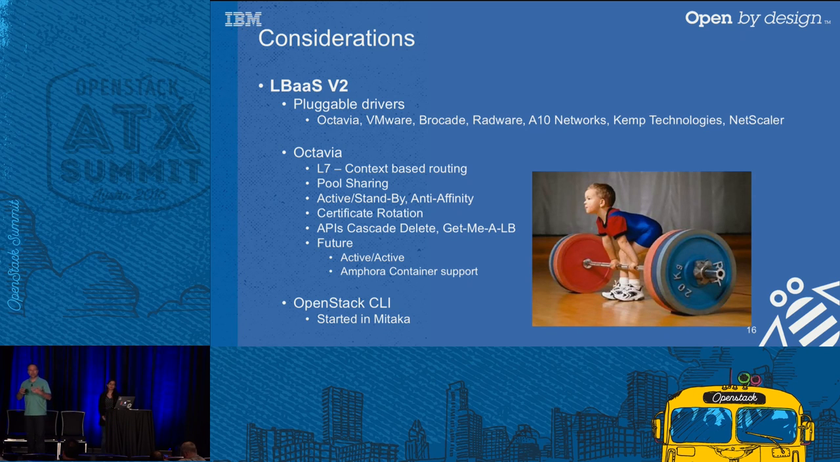Amphora is, like I mentioned, how Octavia uses virtualization to hold its load balancer engine, if you will. Part of that engine is called Amphora. They want to move that. Right now it runs in a VM. They're going to containerize that. So lots of good stuff happening there.